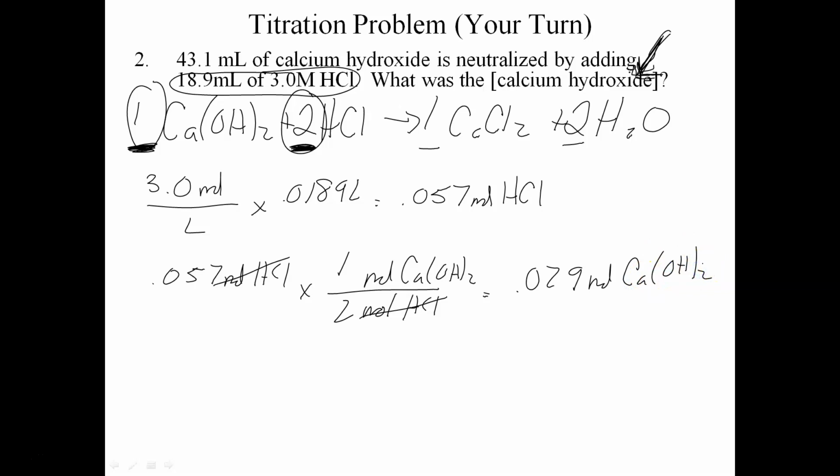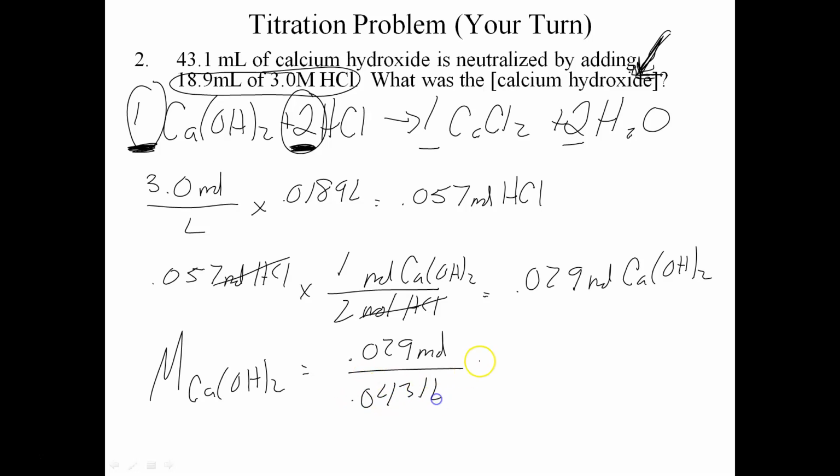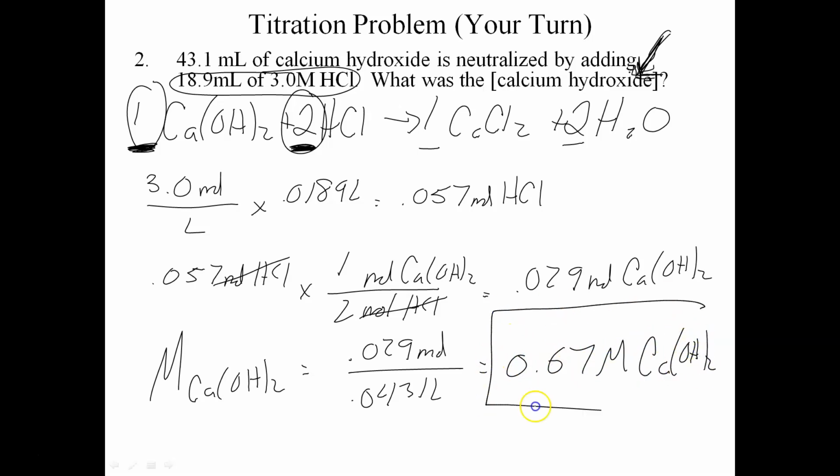All right, now we're basically done. Okay, so the molarity of calcium hydroxide is moles per liter, 0.029 moles over 43.1 milliliters, which is 0.0431. Gives you a molarity of 0.67 molar Ca(OH)2. All right, so that takes care of it.